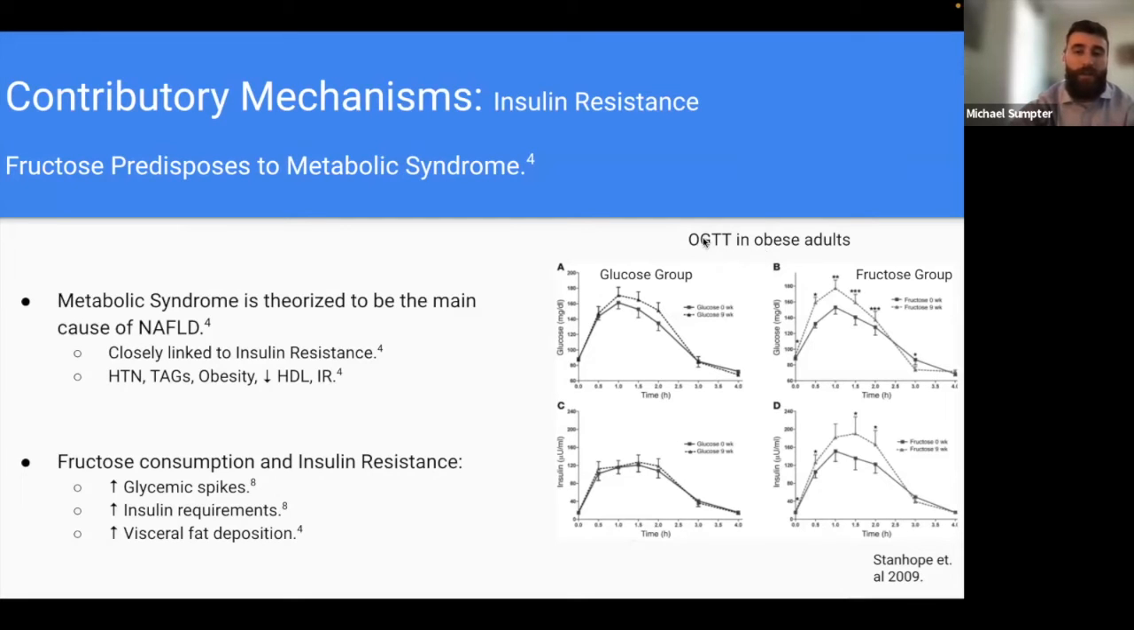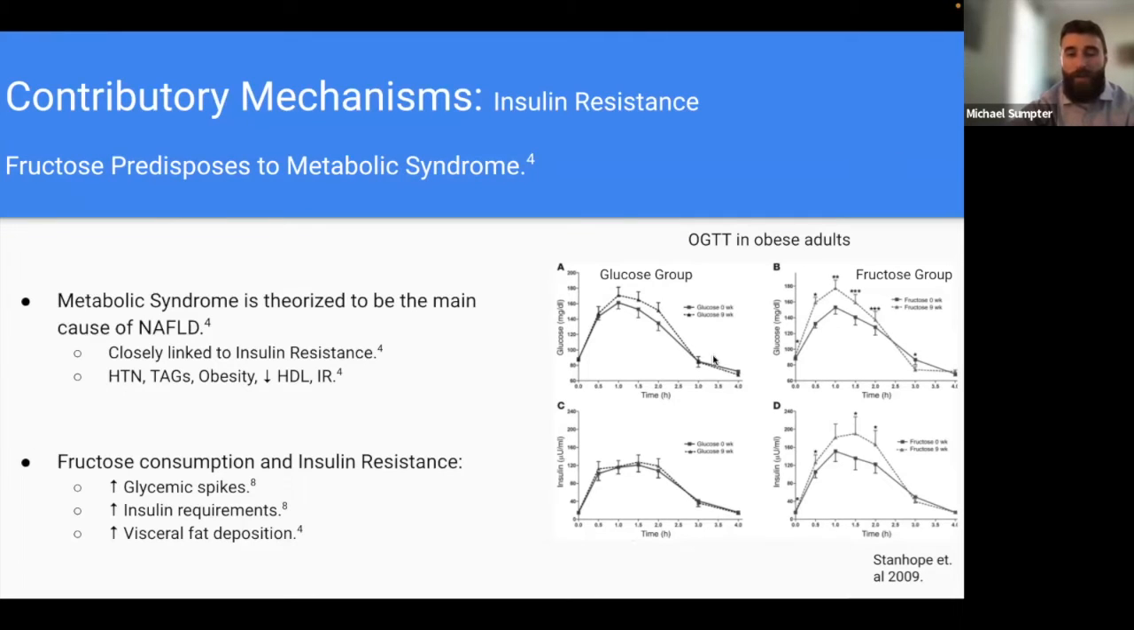This is a study that looked at insulin resistance in obese adults, and they measured insulin resistance by oral glucose tolerance tests. So these left 2 panels, A and C here, this is going to be our control group. This was a group of people who consumed glucose as 25% of their diet for 9 straight weeks. And this first panel is going to measure their glycemic load, and the bottom panel is going to be how much insulin was released in response to that. So as you can see, at the 0-week baseline and the 9 weeks end of trial oral glucose tolerance test, there's not a huge difference there. And same goes for the insulin response.